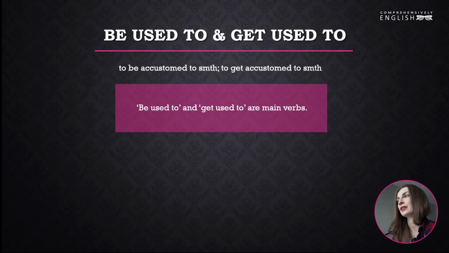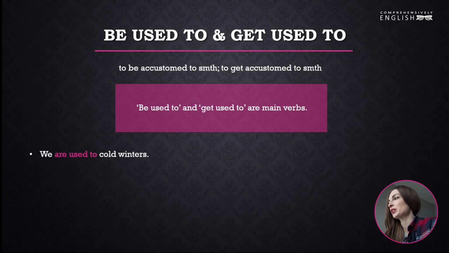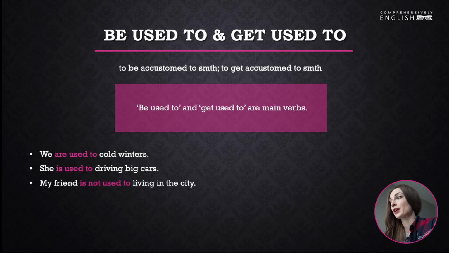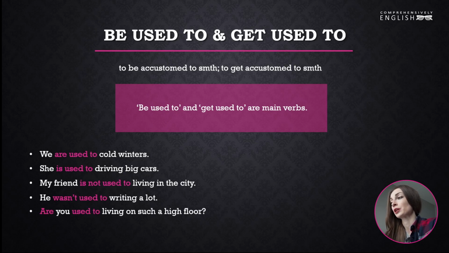Now let's look at some examples with be used to and get used to. We are used to cold winters. She is used to driving big cars. My friend is not used to living in the city. He wasn't used to riding a lot. Are you used to living on such a high floor? These sentences express something that is a natural or habitual state for the person we are talking about.